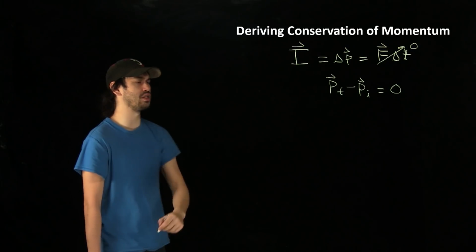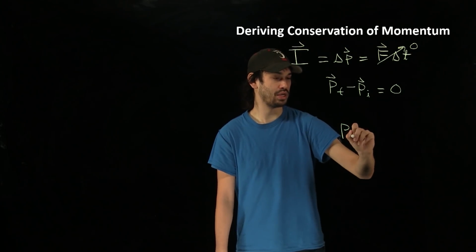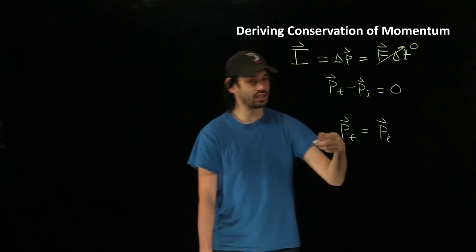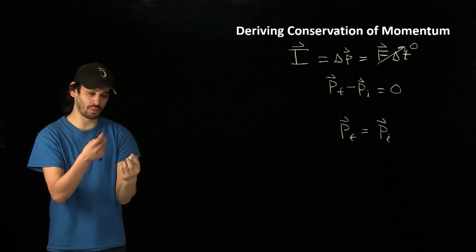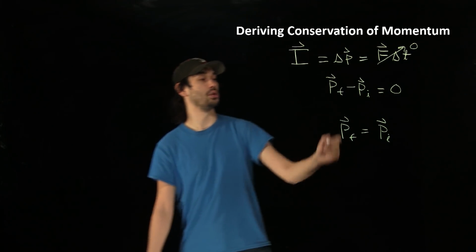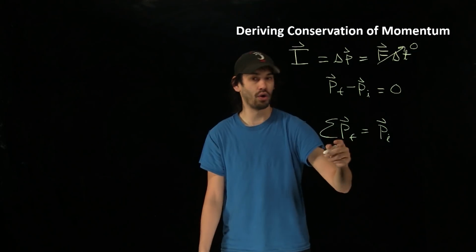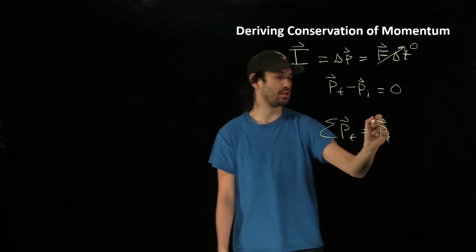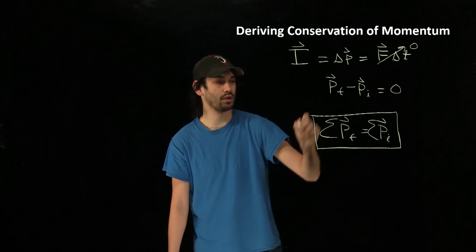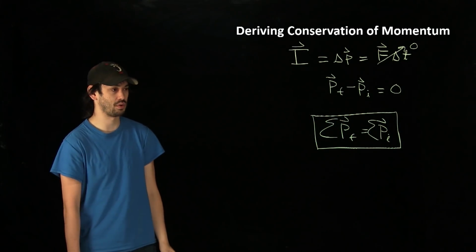We can rearrange this to say that Pf is going to be equal to Pi, but we also want to take into consideration that when we're conserving momentum, many times it's for more than one object. And so what we say is the sum of all of the final momentum is equal to the sum of all of the initial momentum. And this is our general statement of conservation of momentum.